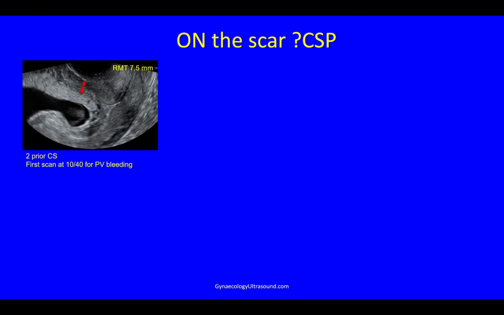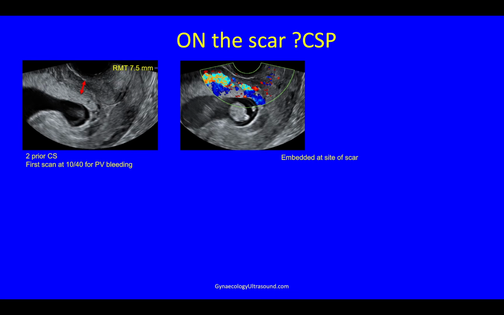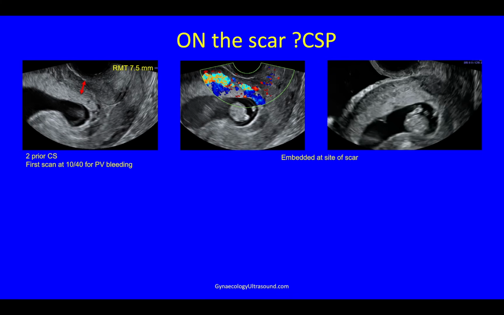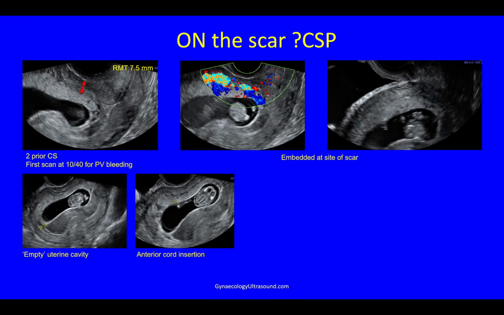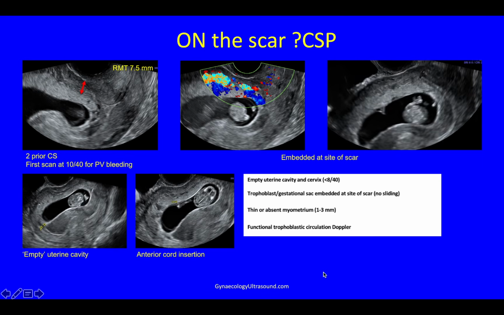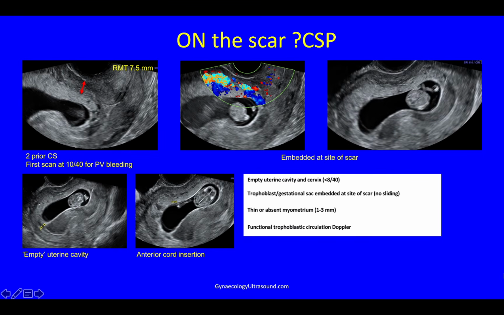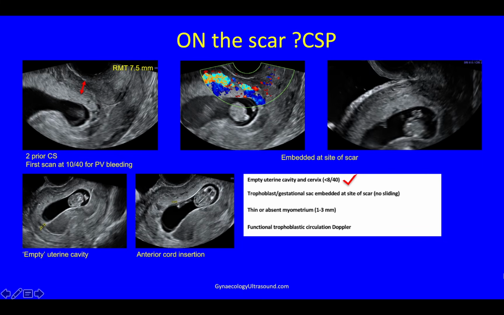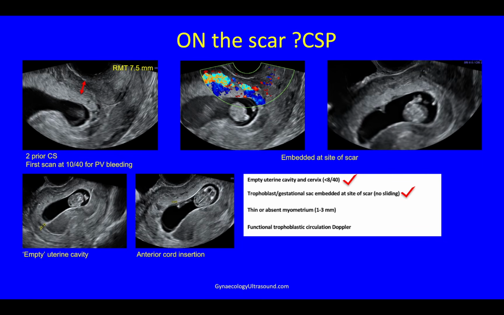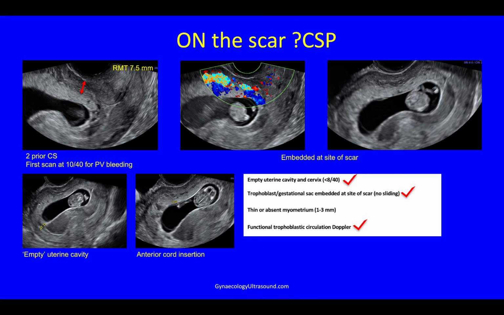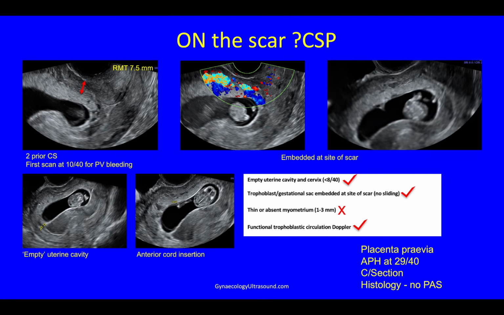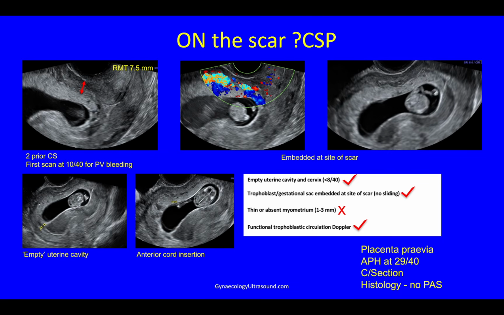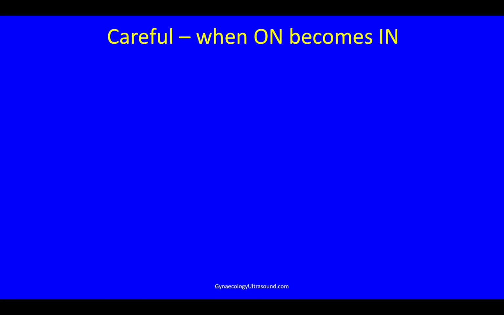So just taking one example again, so thick myometrium, 2 previous sections. You can see that there is some implantation over that scar, and that it's embedded in that area. Empty uterine cavity above, anterior cord insertion, you can just see the cord just there. So is it a scar pregnancy? The uterine cavity and cervix are empty, it's embedded at the site of the scar, functional trophoblastic flow, but not a thin myometrium, so not a scar pregnancy. And this patient had a caesarean section and did not have placenta accreta.